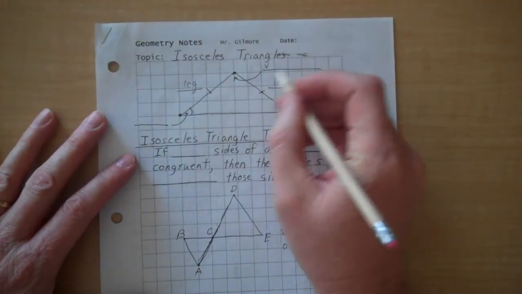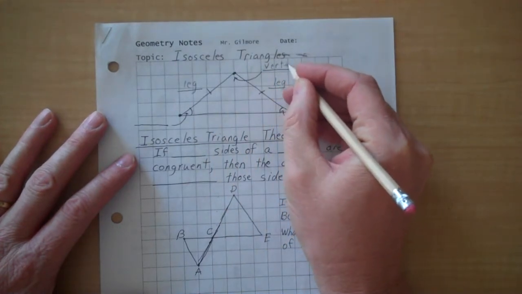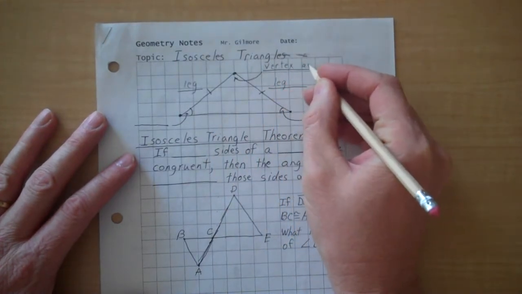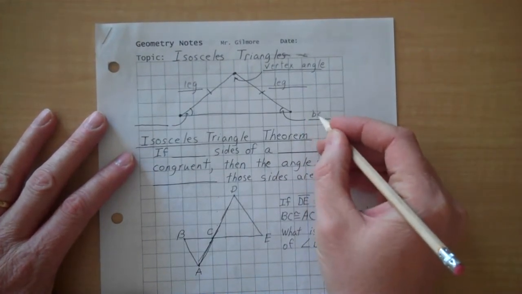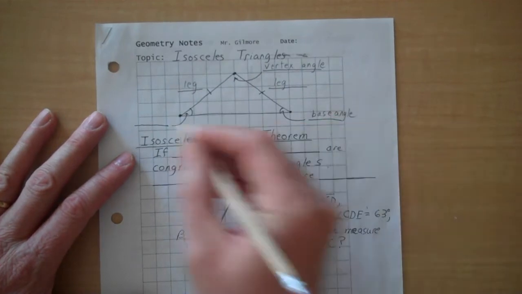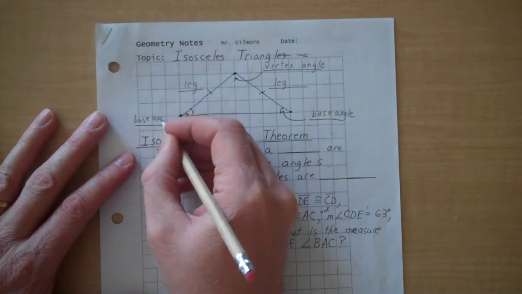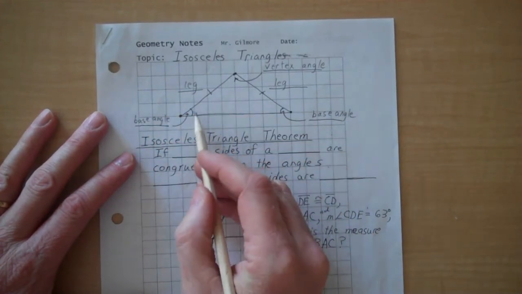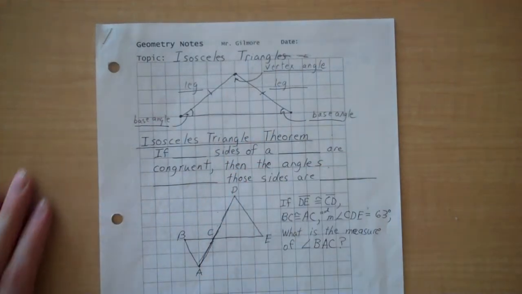The angle between the two legs, the two congruent sides, is called the vertex angle. And this is a base angle, as well as this. And as you can see, these two angles are congruent as well as these two sides.